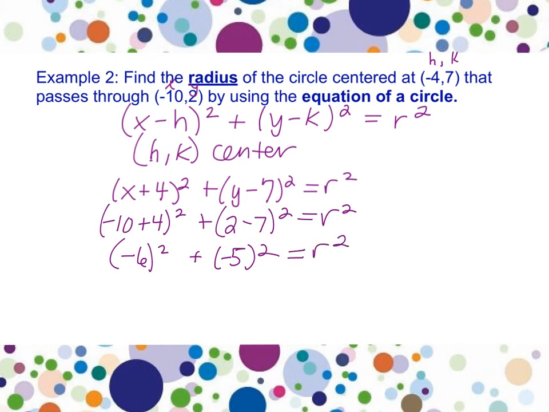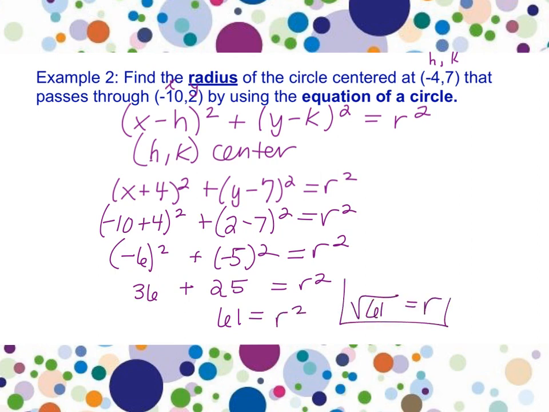And that equals r squared. All right, so if we just square these, that's going to be 36, because remember, negative 6 squared is positive 36, plus 25, all of that equals r squared. And we still get 61 is r squared. So the square root of 61 is equal to r.